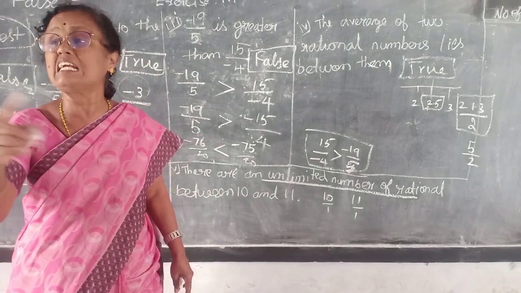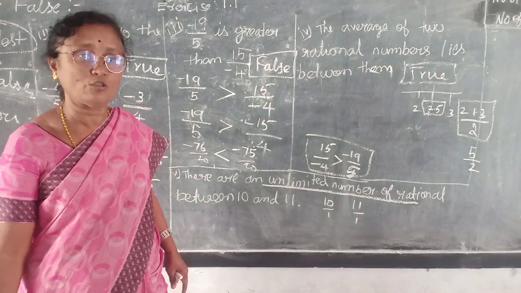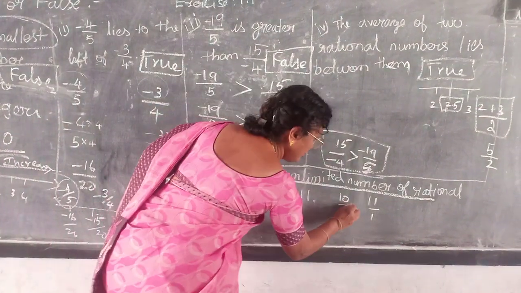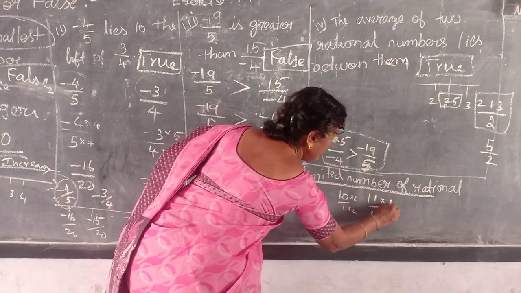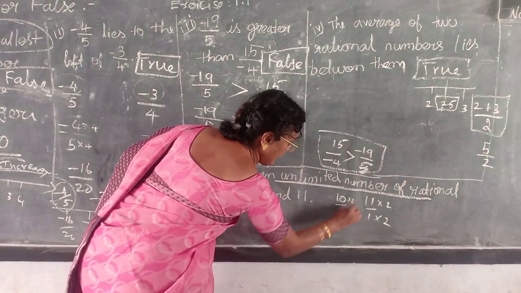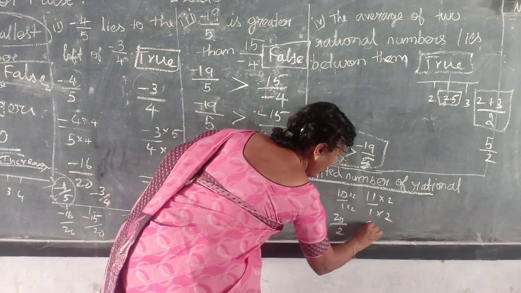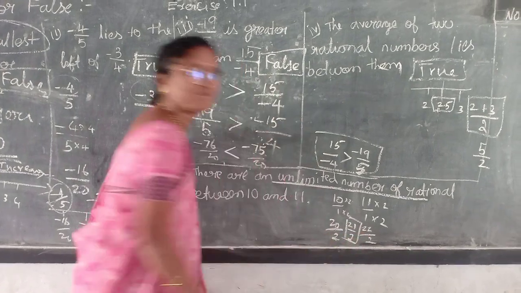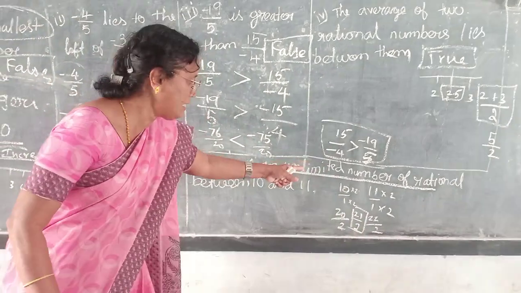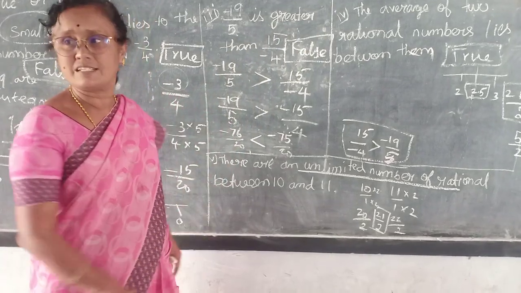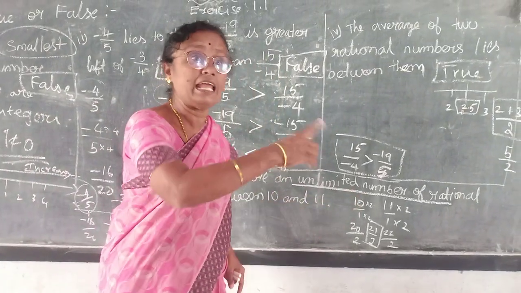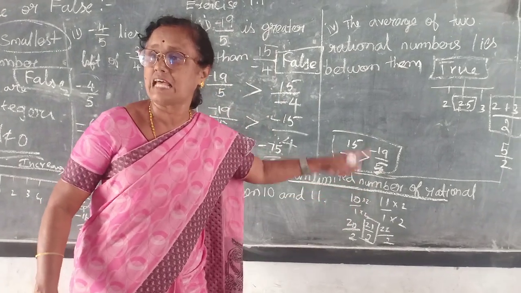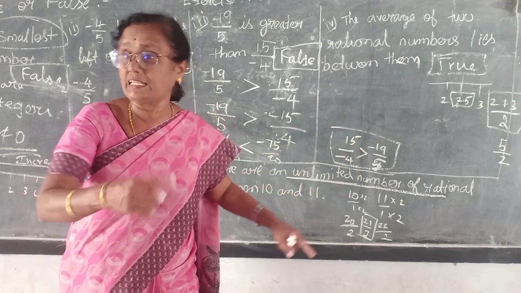So here, equivalent fractions. When you produce equivalent fractions, there is one method to find the rational numbers between two numbers: the equivalent fraction method. This should be multiplied by 2, so what will you get here? 22. So what is the number in between? 21. So only one number. But here they have said unlimited numbers. Equivalent fractions means you can multiply by any number, 2 or 3 or 4, 5, 6, 7, 8, 9, 100, 1000.